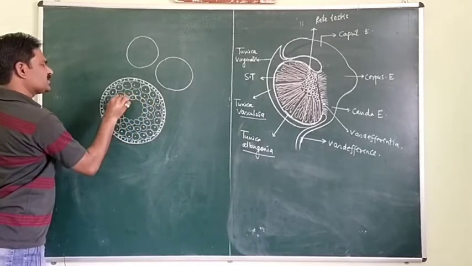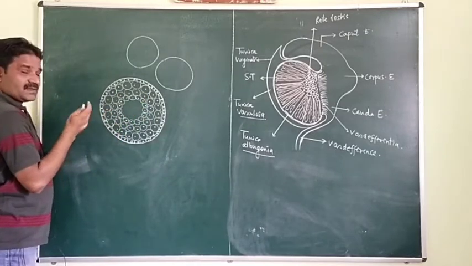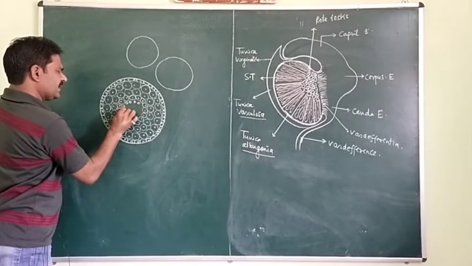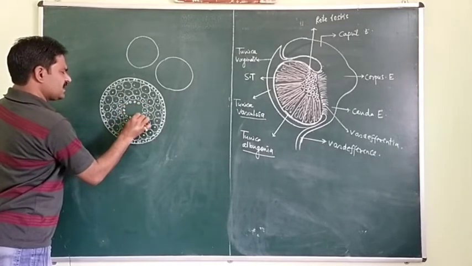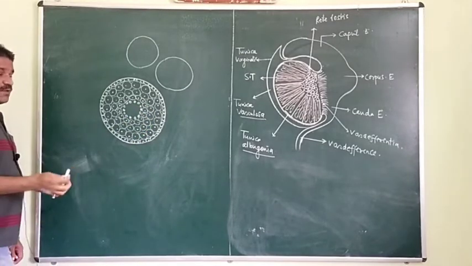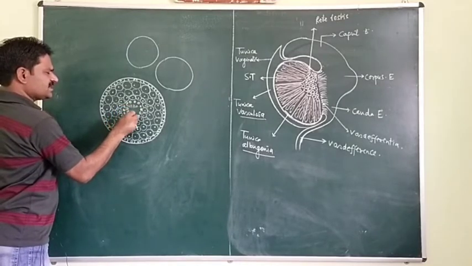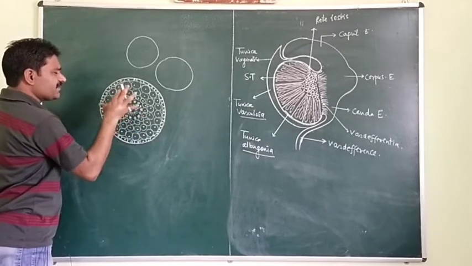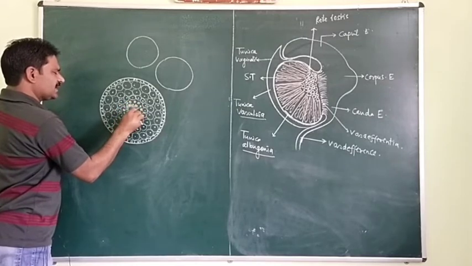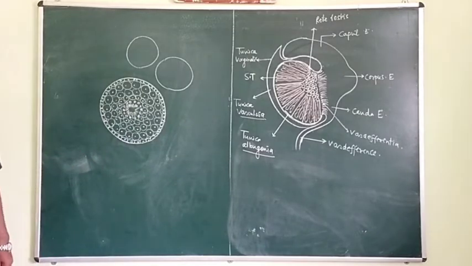And the secondary spermatocyte cell again divides to form smaller cells, that is spermatids. These are the spermatids, and finally these spermatids transform into a thread-like structure, that is the sperm. These are the sperms. It means at the center of the seminiferous tubules there is the formation of millions of sperms, or sperm packets.